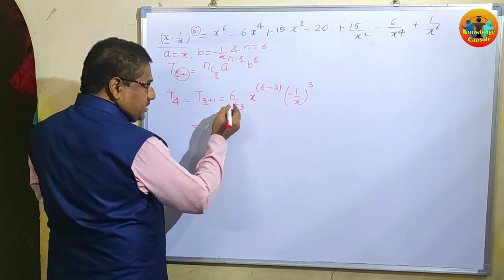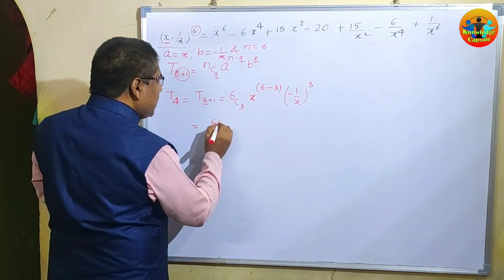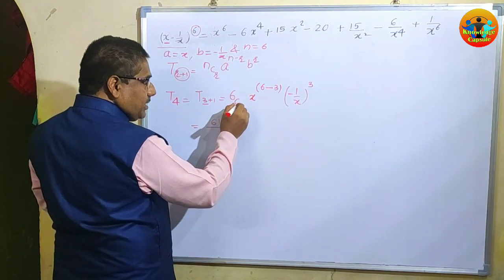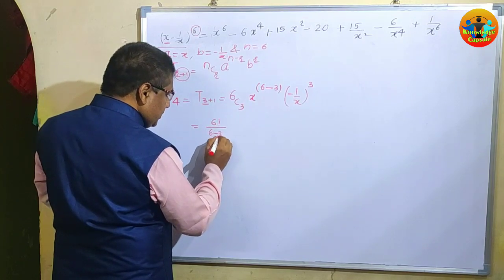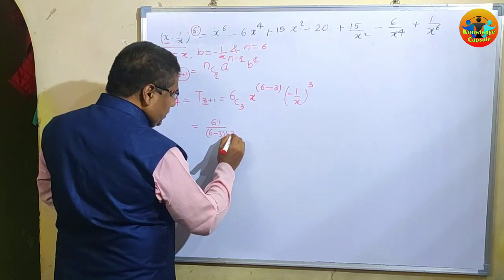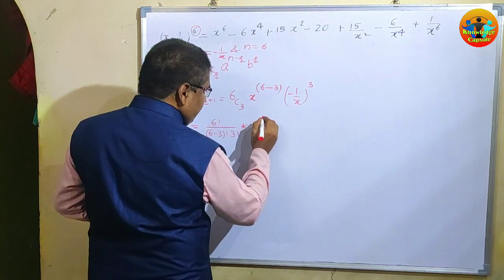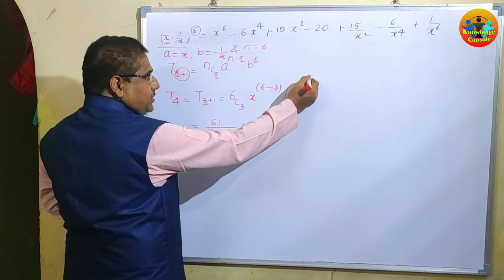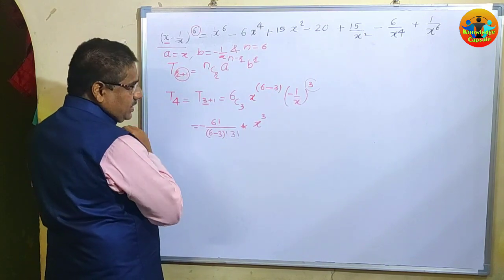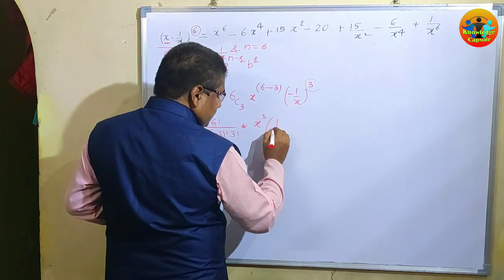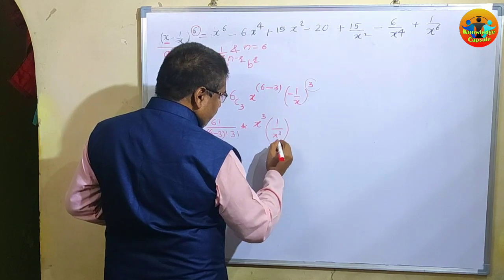Now 6C3 can be written as 6 factorial upon (6 minus 3) factorial into 3 factorial into x raised to 3. As this power is odd, we will get a negative sign. This is 1 by x raised to 3.